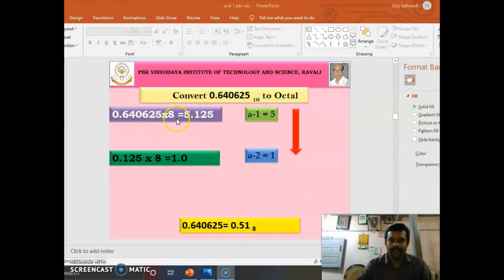So 0.640625 into 8 is equal to 5.125. We have recorded this 5 as A1. Then the 0.125, this fraction part, we are multiplying again by 8. So we are getting 1.0 and the fraction part gets 0. So we are stopping at this point and we are writing this 5.1. This is nothing but 0.51 and this is the answer.